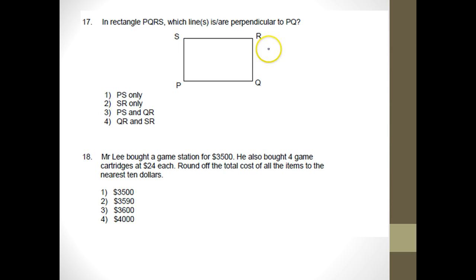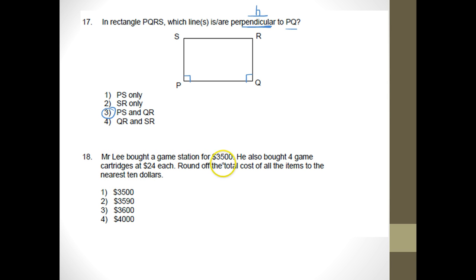In the rectangle PQRS, which lines are perpendicular to PQ? So perpendicular is a right angle to PQ. So these are the two that are perpendicular. So it's SP and RQ.